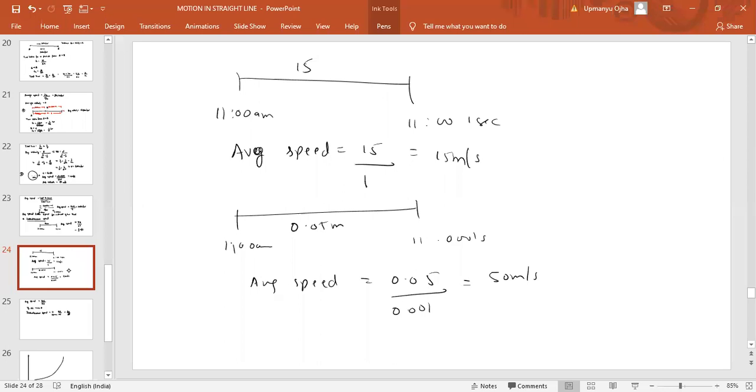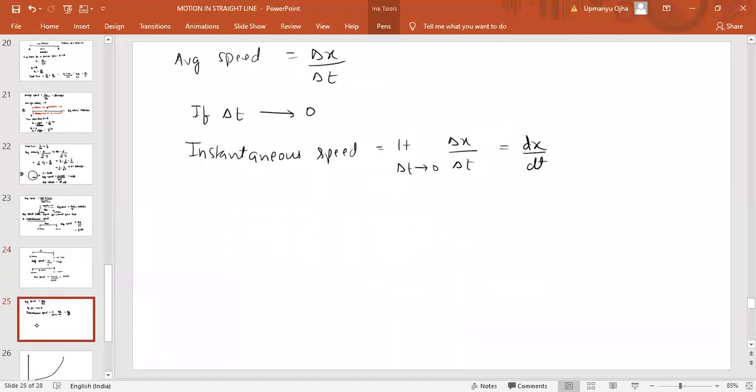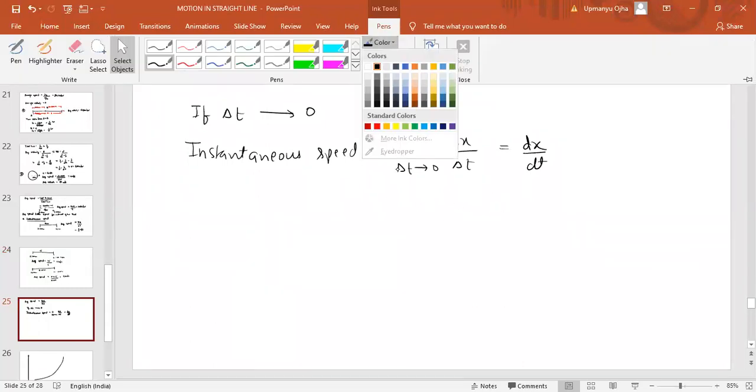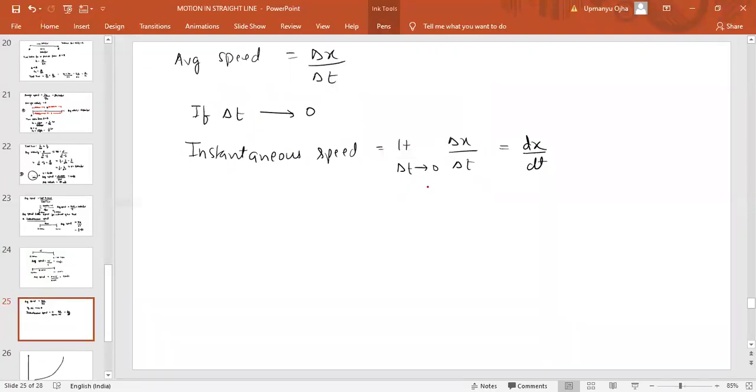Yes. If the time interval is very small, then this average speed becomes instantaneous speed. Instantaneous speed means the speed of the particle at any instant of time. Any instant means like 11 a.m., 11 a.m. 1 second, 11 a.m. 2 second. That is the instant of time. I hope you understand what average speed is. Average speed is represented by dx by dt.